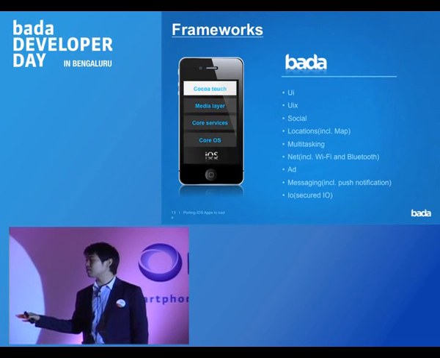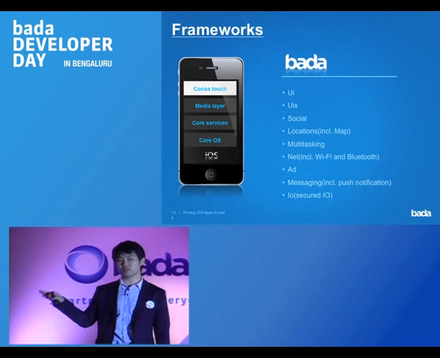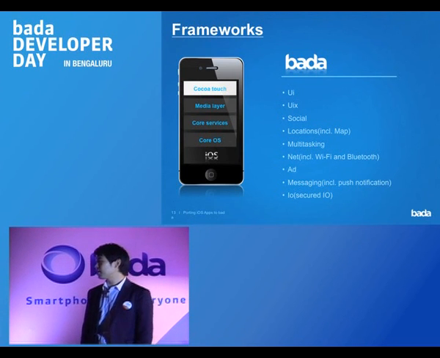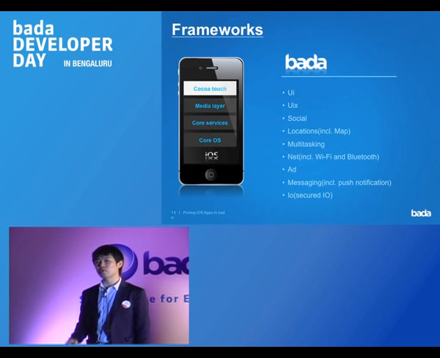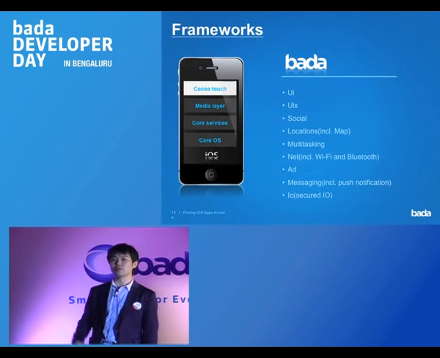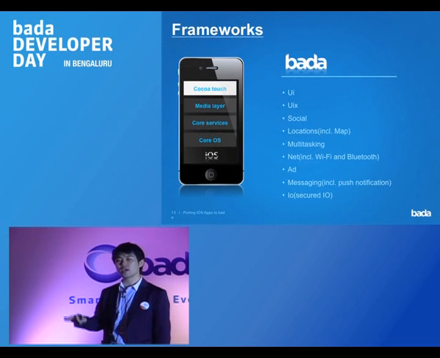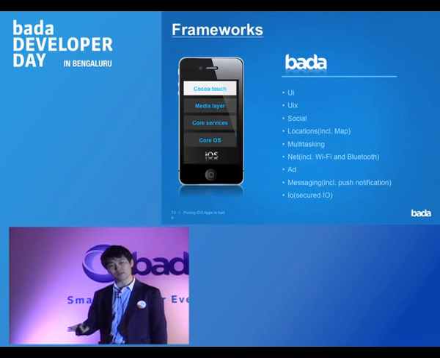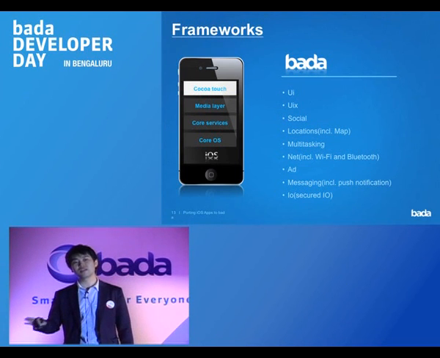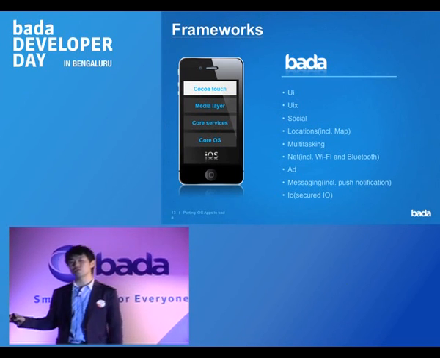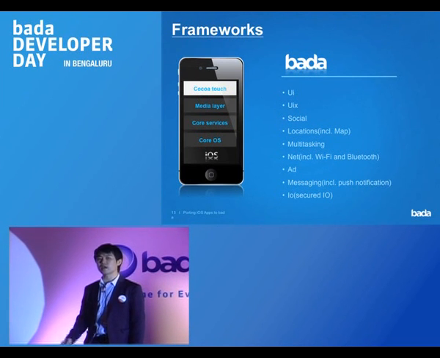And the messaging, I mean the push notifications, is covered by our messaging namespace, as in the Cocoa Touch layer, and secured I/O. As iOS supports secured I/O with options, bada also has it in the I/O namespaces. When you access a file or keep data, with just one option you make it secured I/O, and your data on the file is encrypted, keeping it safe.